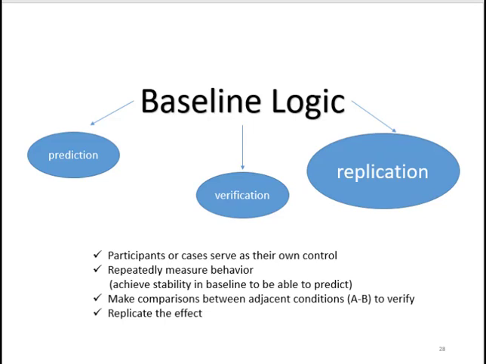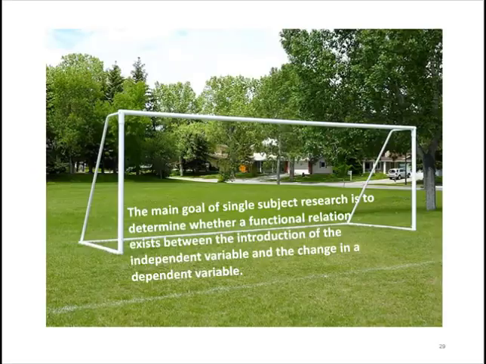In single-case research, we repeatedly measure behavior and graph our data over two adjacent conditions. Cases or systems or subjects serve as their own control. Researchers repeatedly measure behavior and they achieve stability in baseline to be able to predict the next data point before intervening. Then they make comparisons between adjacent conditions, A and B, baseline and intervention, to verify the effect. Finally, they replicate the effect.